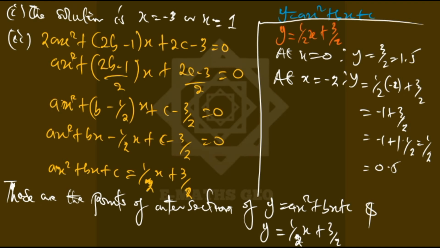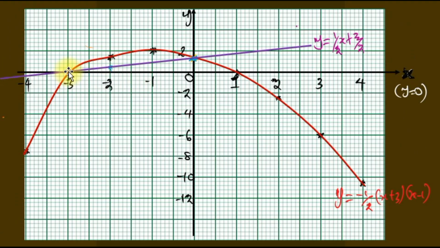Therefore the solution is either x equals minus 3 or x equal to 0. As you can see, that is the point of intersection of the two curves. So here x is 0, here x is minus 3. So that's the end of the solution. So thank you.